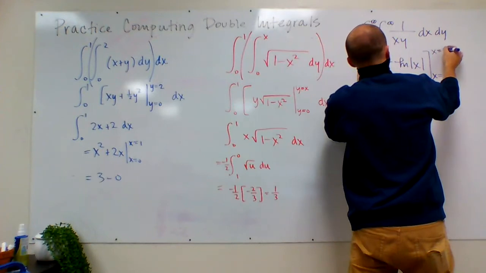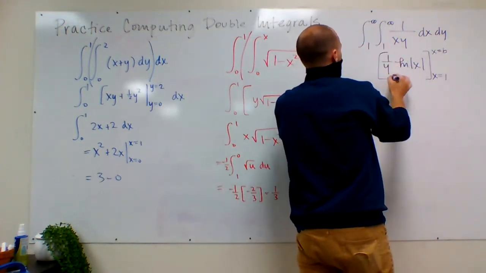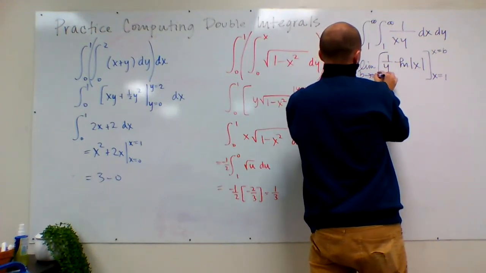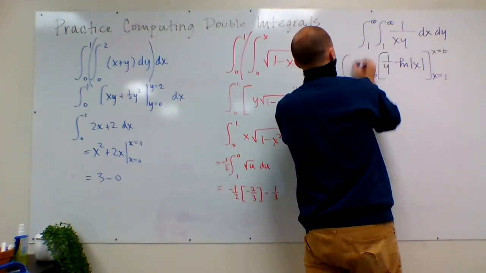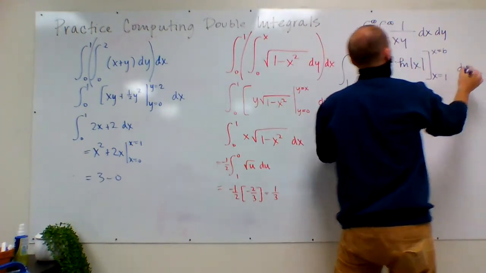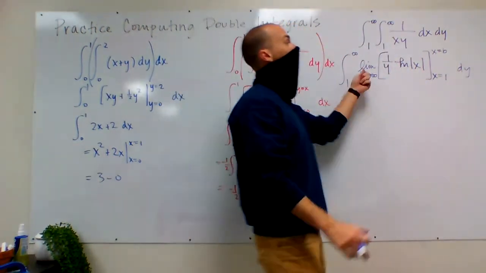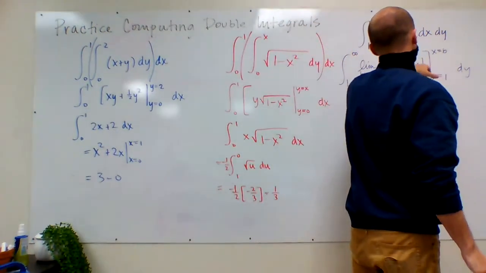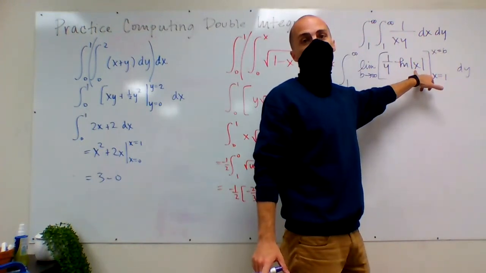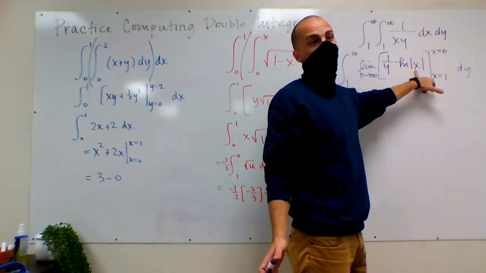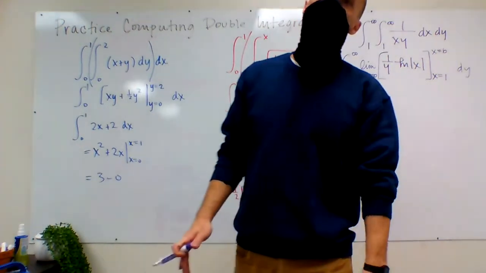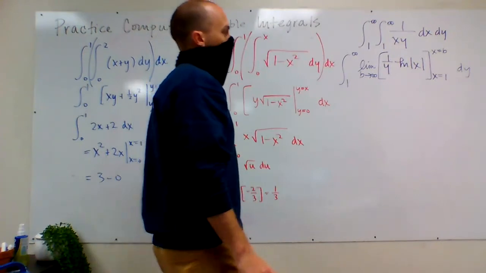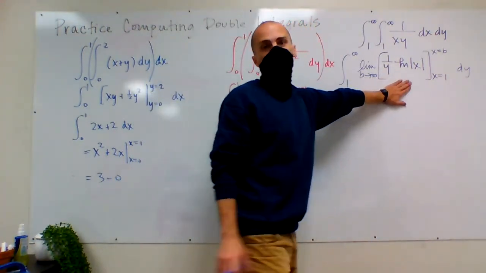And then this is something that we're going to want to take the limit of as b goes to infinity. And then I'm going to integrate that from 1 to infinity with respect to y. But you can see that this limit isn't going to exist. Okay? This limit is problematic because I'm trying to take the limit of the log of b as b goes to infinity. And you think, what kind of exponent do I have to put on e to get a really large number? And you're going to have to put a really large exponent on it. Okay, so this one diverges because of the interior integral not converging.